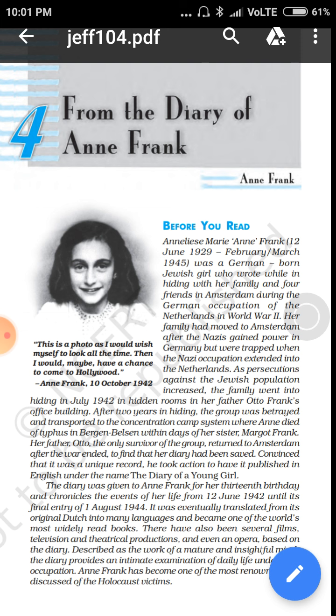Means, Anne started to write in her diary on 12 June 1942 and its final entry of 1 August 1944. It was eventually translated from its original Dutch into many languages and became one of the world's most widely read books. There have also been several films, television and theatrical productions, and even an opera.